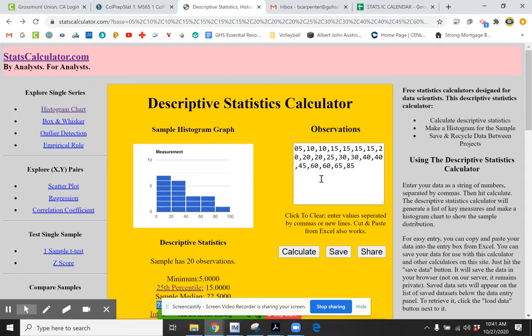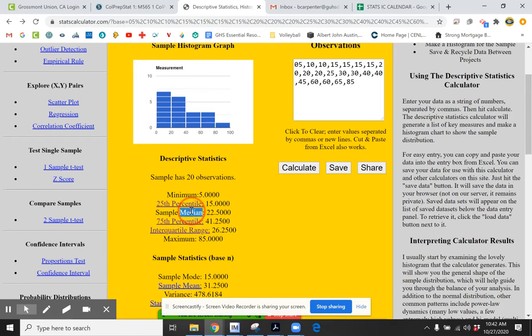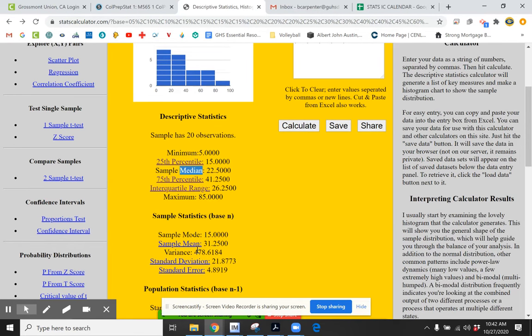This is called a histogram. You can see that this solidifies what we said: skewed to the right. Same data. It's super easy to find measures of center, which are median and mean. If you scroll down, you've got the median, 22.5. Down below, you can see the sample mean is 31.25. I'm going to write that on the notes, so you can write down that the median is 22.5, and the mean of the data is 31.25.